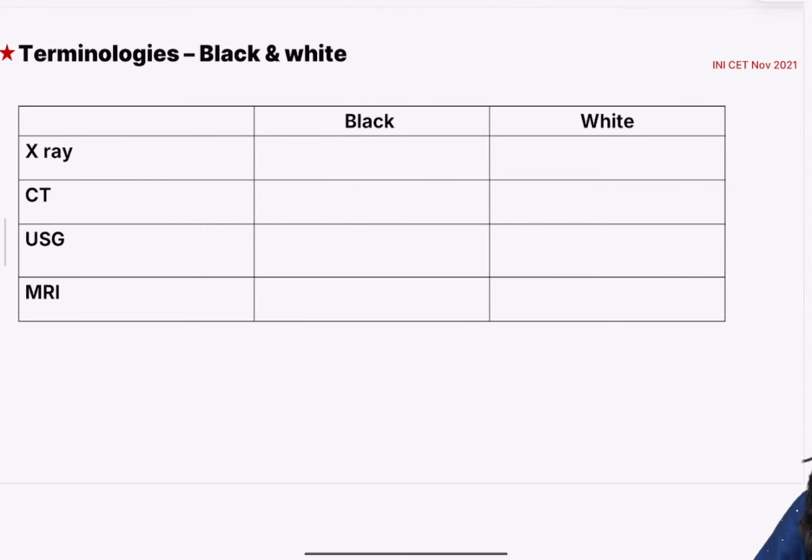So let's have a quick look at the terminologies. What is black in X-ray, black in CT, USG called as, what is white called as? So remember that something which is black on X-ray is called as lucent, which is radiolucent. Black means radiolucent, like air is radiolucent. White is radio opaque, like bones are radio opaque. On CT, USG, MRI, black is hypo and white is hyper.